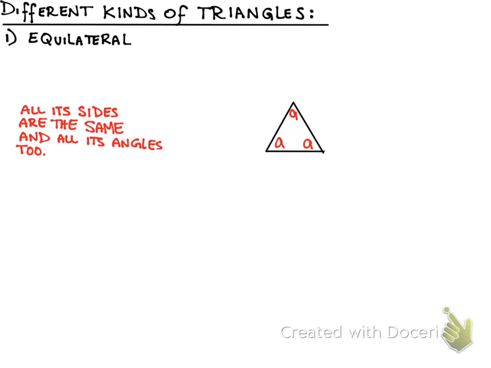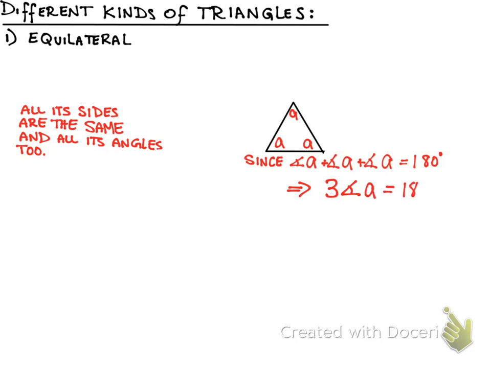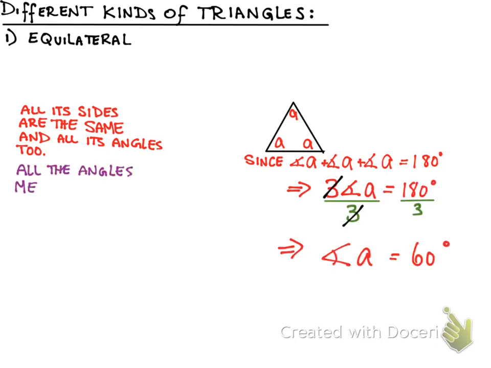Let's find out what that actually measures in degrees. Since the three angles added together have to give me 180 degrees, that means that 3 times A is 180 degrees, and if I divide both sides by 3, then I get the angle A is 60 degrees, which means that in an equilateral triangle, all the angles measure 60 degrees.